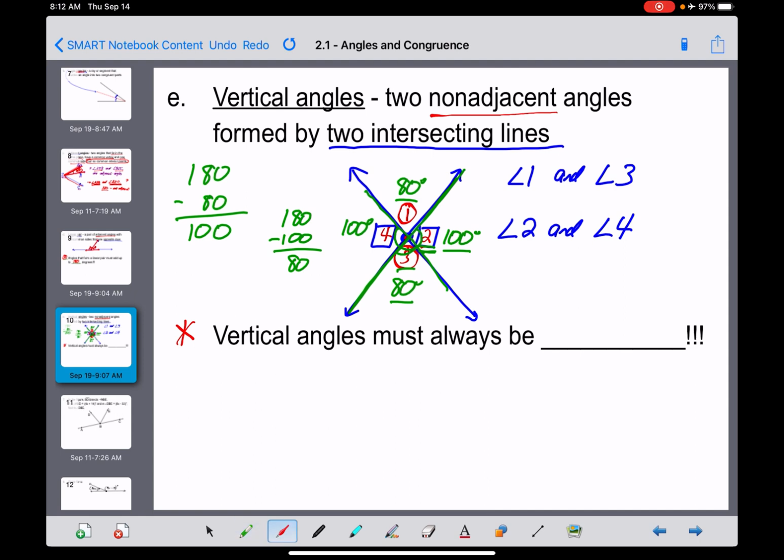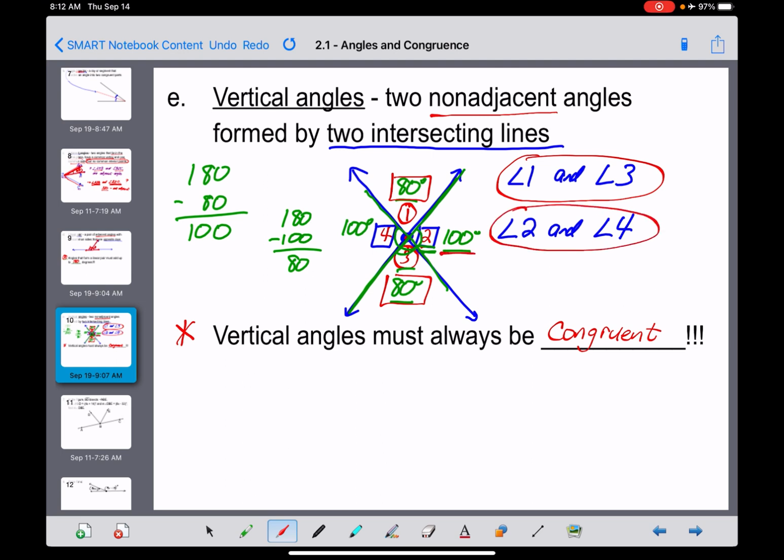So now, let's take a look at the pair of vertical angles that we named a second ago. Angle 1, which is 80 degrees, and angle 3, which is also 80 degrees, the same measurement. So hopefully you guys know where this is going. Vertical angles must always be congruent. And you'll notice the same thing happens here with angle 2 and angle 4. 2 is 100 degrees, 4 is 100 degrees as well. And no matter what number I chose to start with here, we would always find that this little pattern holds.